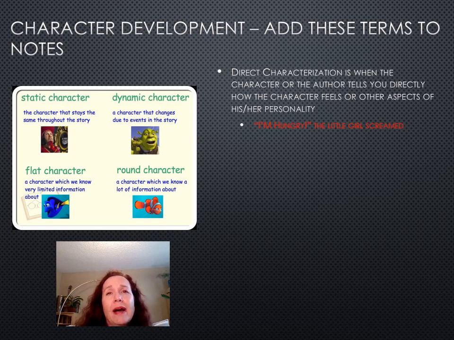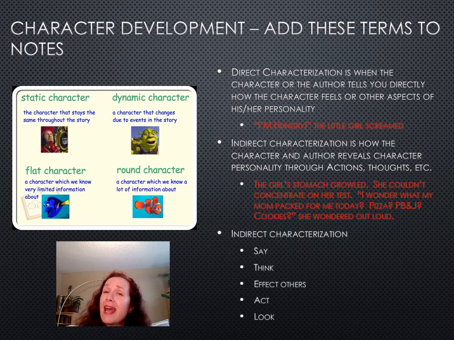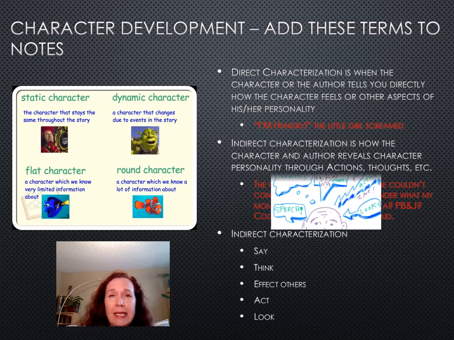Also, you want to think about how you put in your characterization. Direct characterization is when the author says exactly how the character is. "I'm hungry," the girl screamed. Indirect characterization is showing how the character is, but through other ways. And don't forget, we think about that acronym STEAL: what they say, what they think, how they affect others and how others react to them, how they actually act themselves, and how they physically look. So I want you to consider those things when you are developing your own character. And take note of these terms. We may be quizzed on them at a later date.